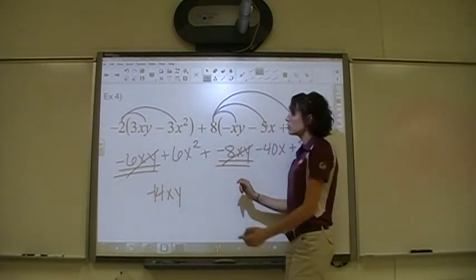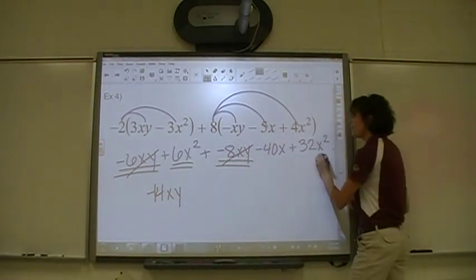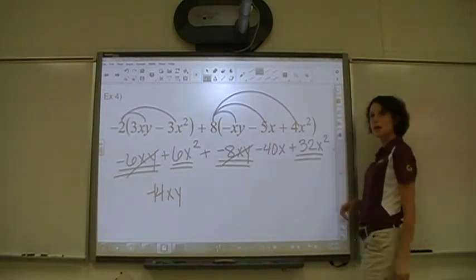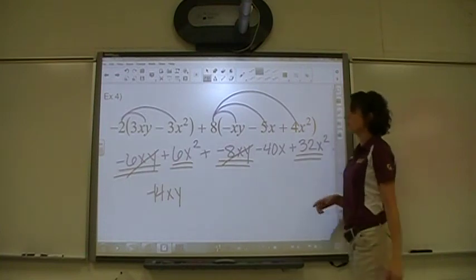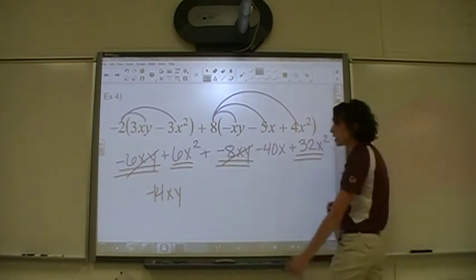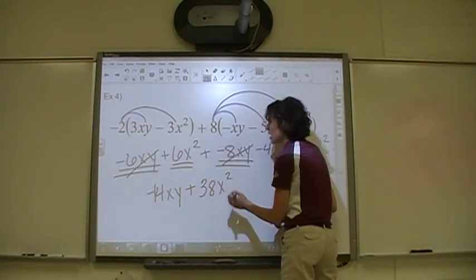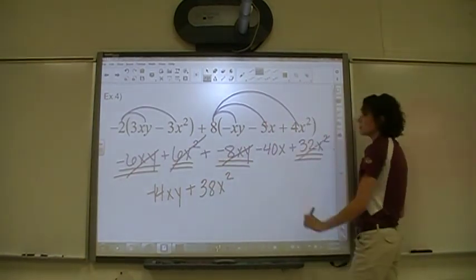The next thing we come across is a 6x squared, and you look at the rest of the terms that you have, and you have a 32x squared. So let's add those two together because they are like terms. 6x squared plus 32x squared gives me a positive 38x squared. Cross those guys out because we're done with them.